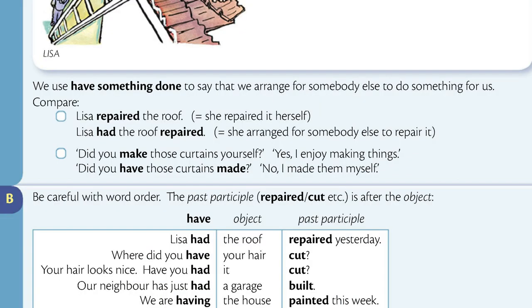We use have something done to say that we arrange for somebody else to do something for us. Compare. Lisa repaired the roof. Lisa had the roof repaired. Did you make those curtains yourself? Yes, I enjoy making things. Did you have those curtains made? No, I made them myself.